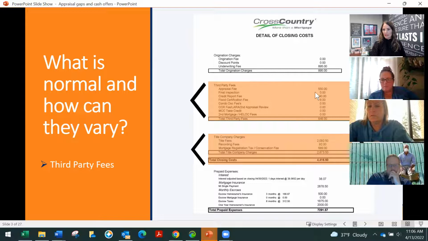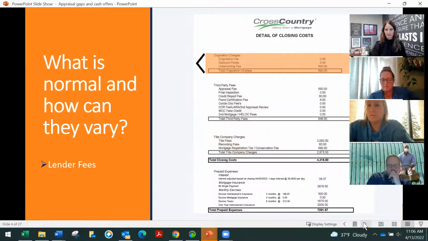These fees, appraisal, that is literally an invoice. Credit report, literally an invoice. Flood certification, literally an invoice that we can give to the client and show exactly what those fees are.